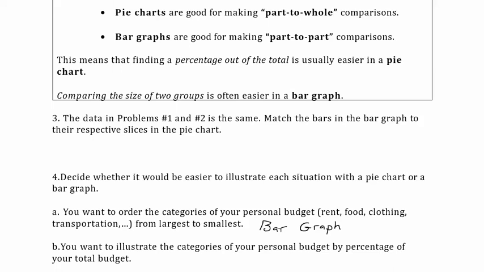All right, let's look at B. You want to illustrate the categories of your personal budget by percentage of the total budget or the whole budget. So we want to make a part to whole comparison. So a pie chart would be good for this.